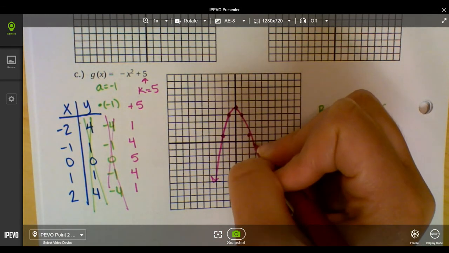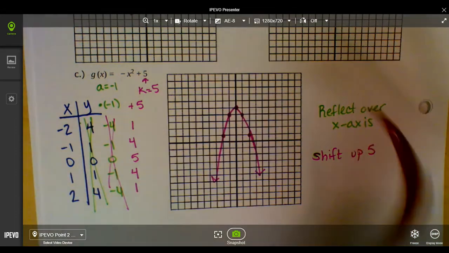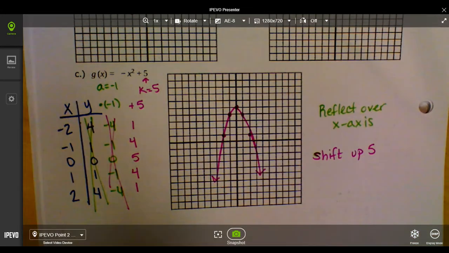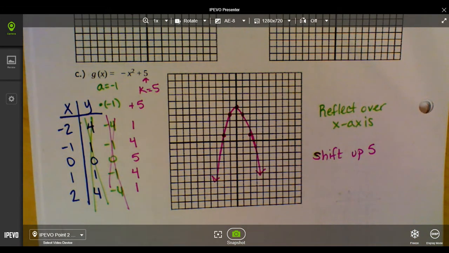Okay, so again, this graph didn't get shifted left or right at all. So my vertex is still on the y-axis, but now it did get shifted up 5 and now it's upside down. So that is what had to happen over here.